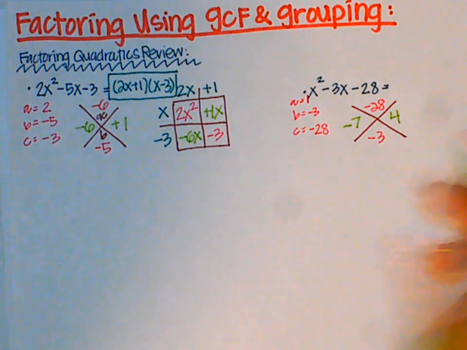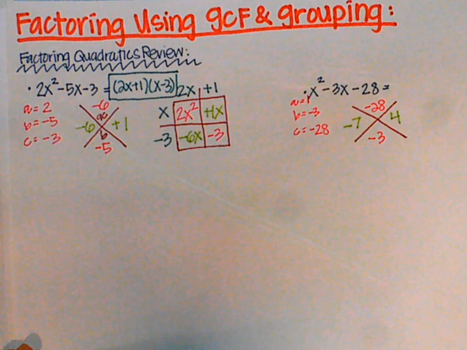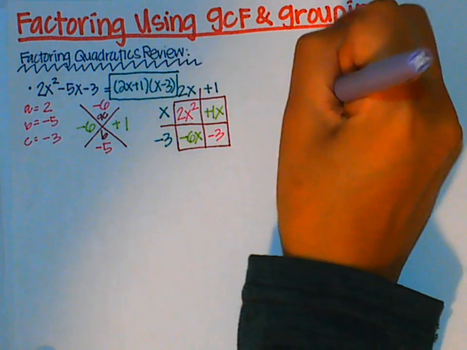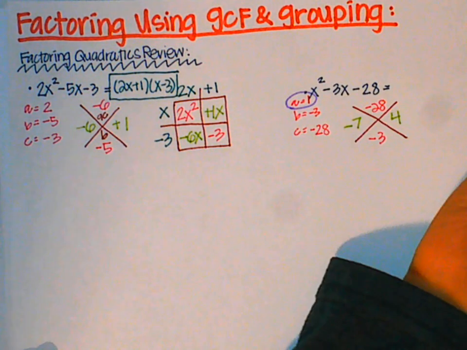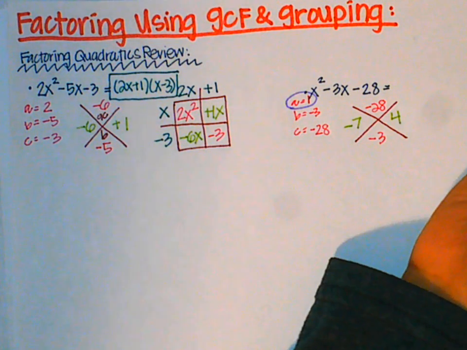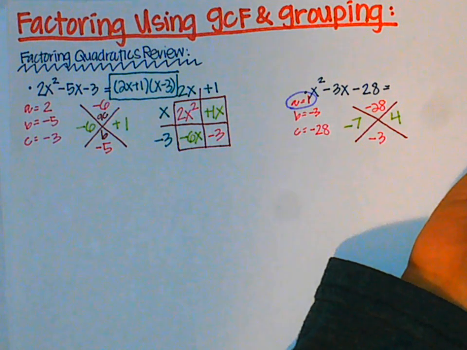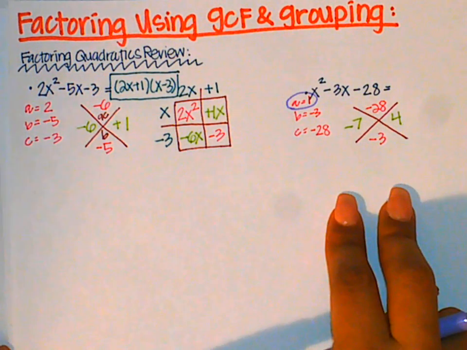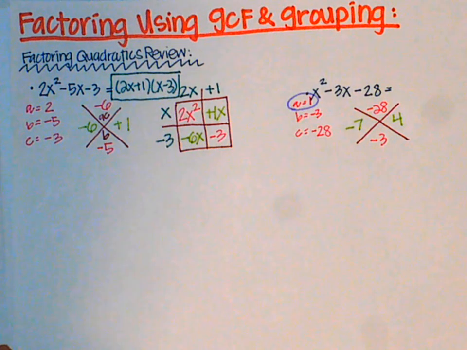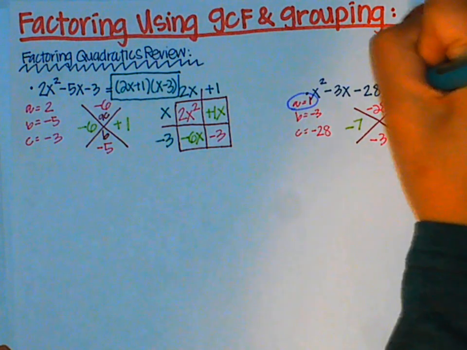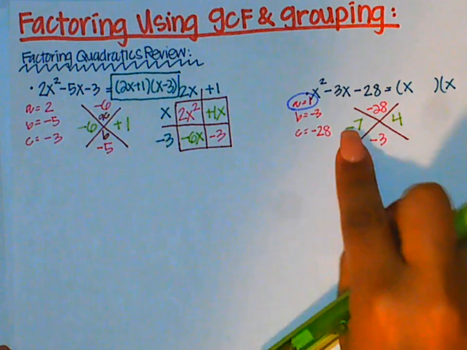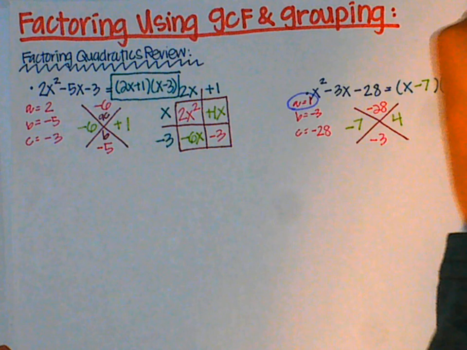Now, usually we go into the box here. But if you remember, I made a note in class, very shortly: if your A value is equal to 1, +1, not -1, only if it is equal to a positive 1, you can take these two and they become part of your factor. So I am going to take my x and my x here. I'm going to say x minus 7 and x plus 4.